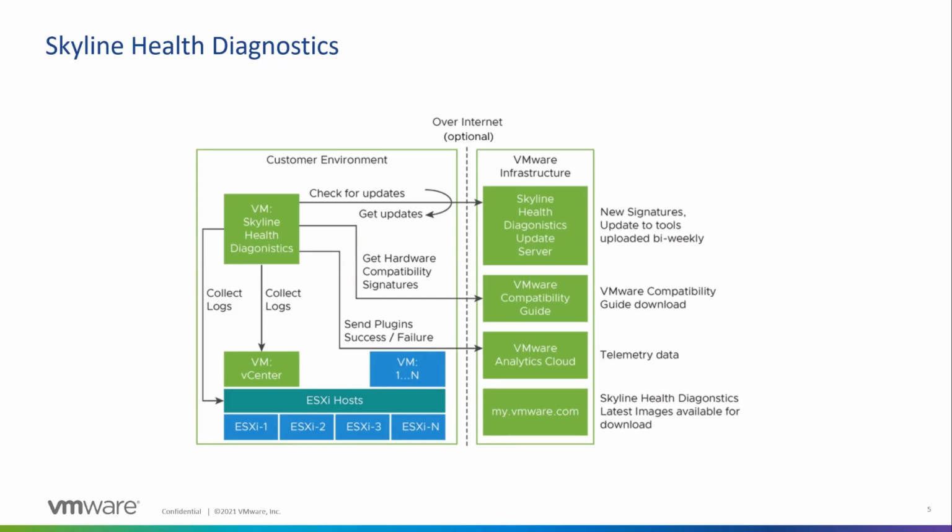So you deploy the OVA. It talks to vCenter and the ESXi host to collect logs, and then does its analysis. You see the dotted line running up and down the middle. That is the optional internet connectivity. Optional. It is not necessary. If you do have that, you can get additional updates. Updates to the tool happen bi-weekly for new signatures. It can also go hit the VMware compatibility guide to get the latest information.